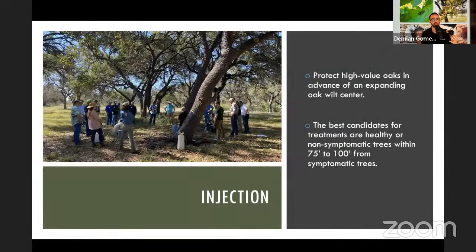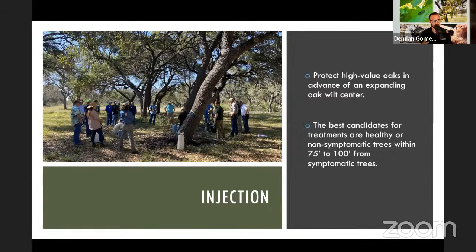And the idea with the injection is that you want to protect high-value oaks in advance of an expanding oak wilt center. So basically, the best candidates for the treatment are going to be healthy, non-symptomatic trees that are 75 feet to 100 feet from the symptomatic trees. However, we can still treat trees that are starting to show symptoms. It's going to depend on what the stage is, what the situation is, and what oak species it is. But we can also treat trees that have been infected already.